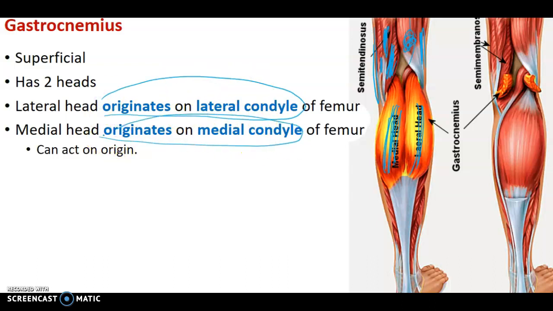So they actually can flex at the knee, and there's an N there, and plantar flex at the foot. So they act at the origin.